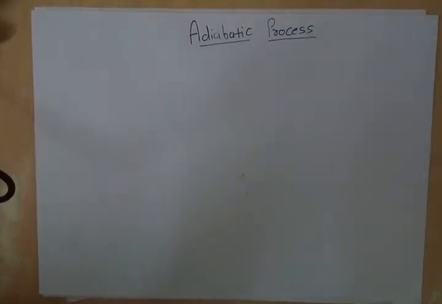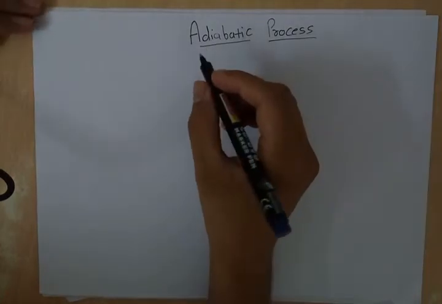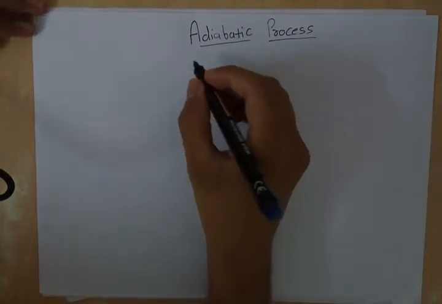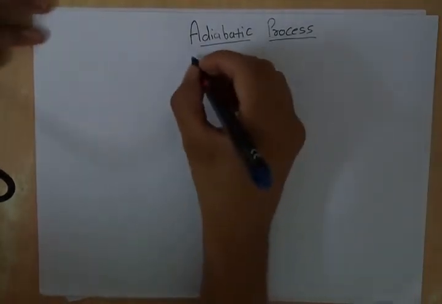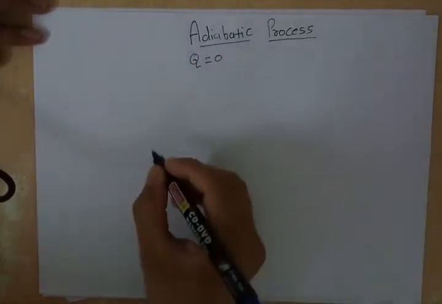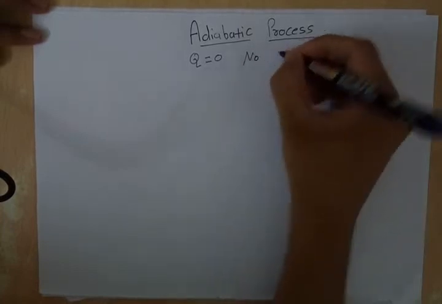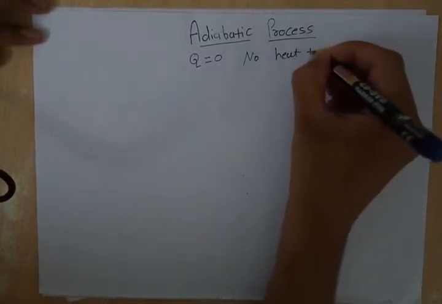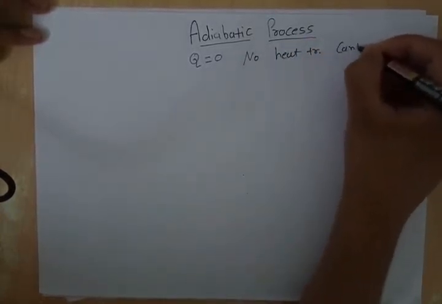Hi guys, in this video we will study an adiabatic process. So in an adiabatic process, the rule is that heat transfer between system and surrounding is zero. So no heat transfer can take place.